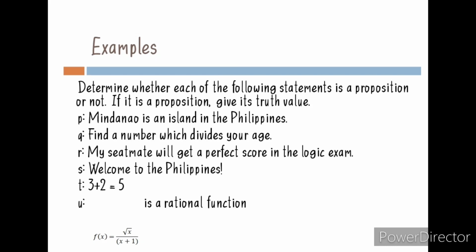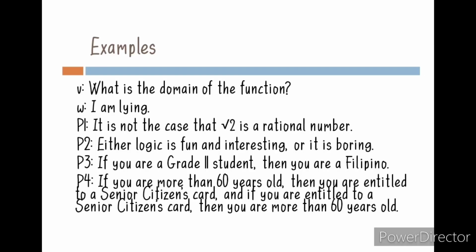Next is the proposition U, which is f of x is equal to square root of x over x plus 1 is a rational function. This is a declarative statement. Since the numerator of the function is not a polynomial function, the function f is not rational, so the statement is false. It is therefore a false proposition. Then, V, what is the domain of the function? This is an interrogative sentence, hence it is not a proposition.